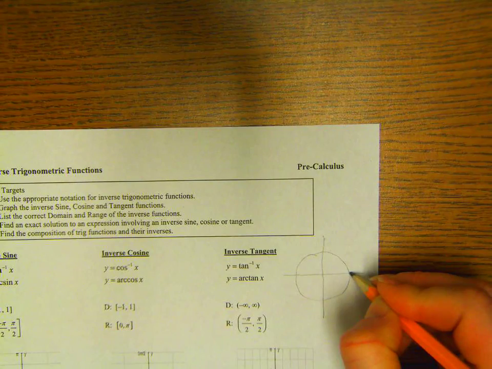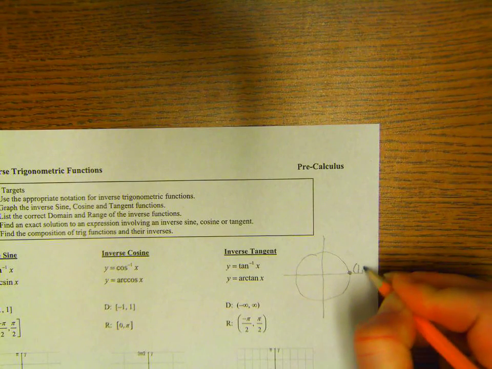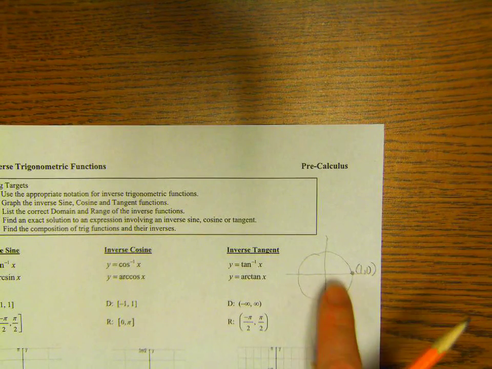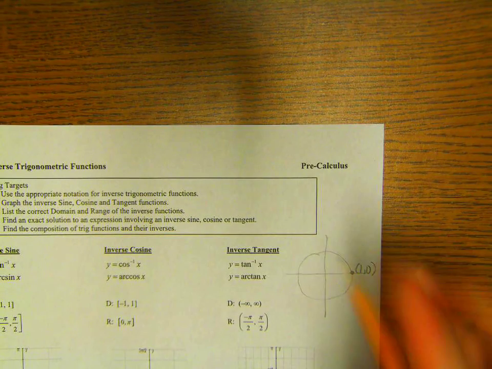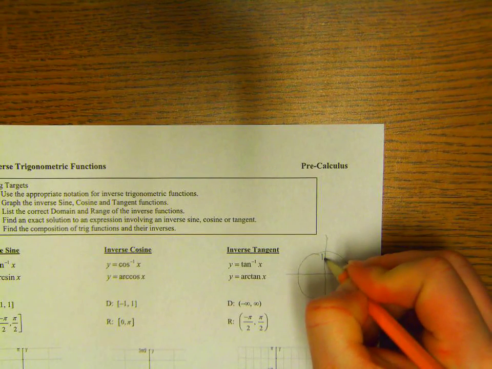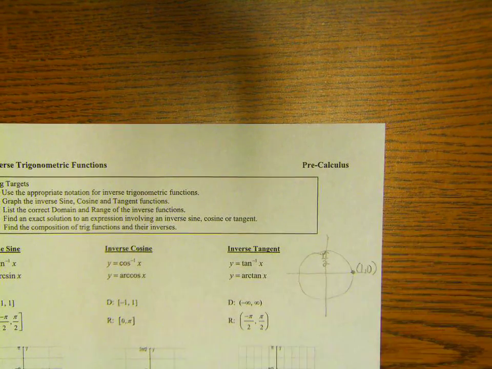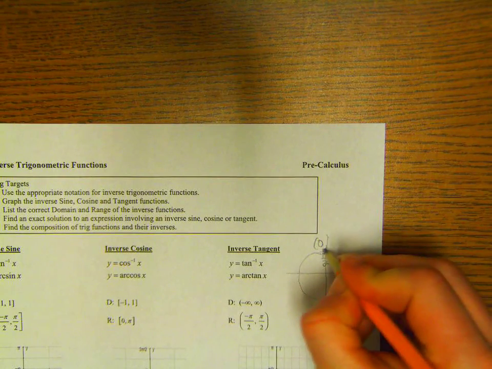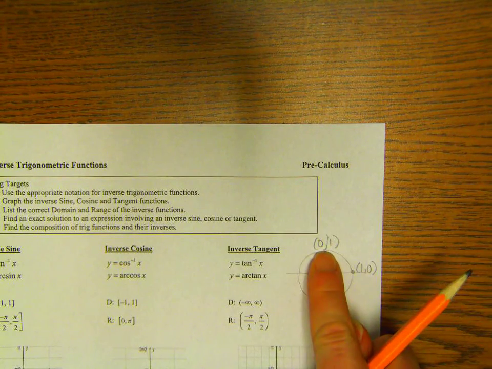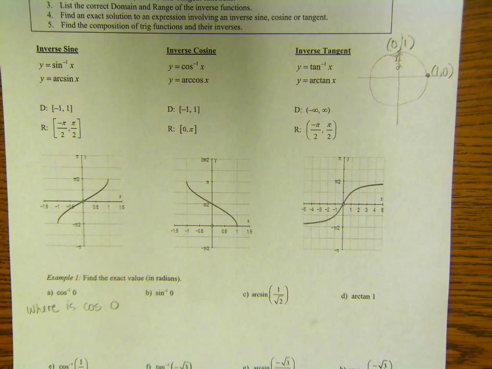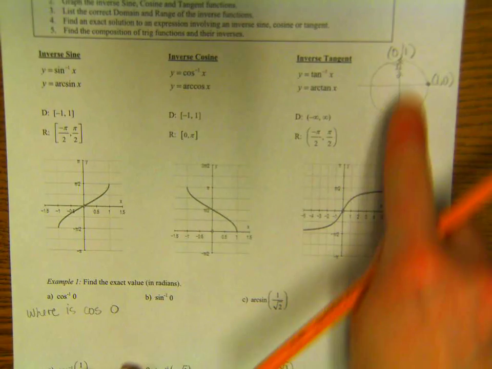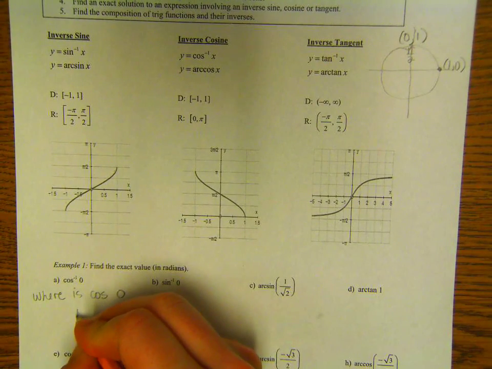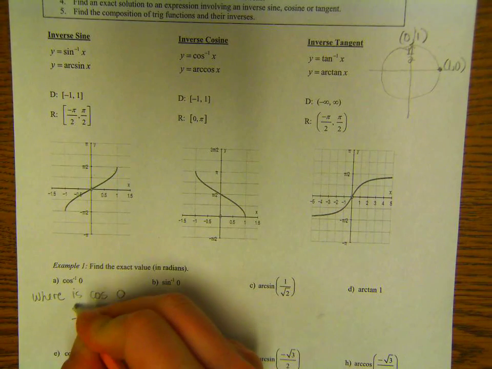Here the cosine is 1, right? That's at 0. What angle is this? Pi halves. Here the cosine is 0. So remember, I want to output what angle that is. The answer to this would be pi over 2, or pi halves.